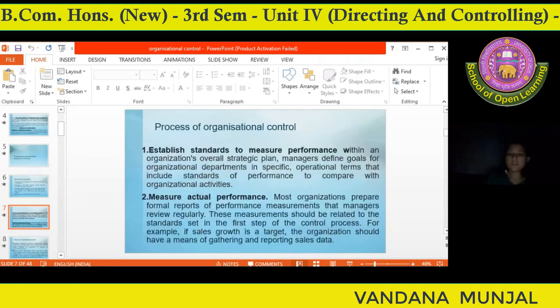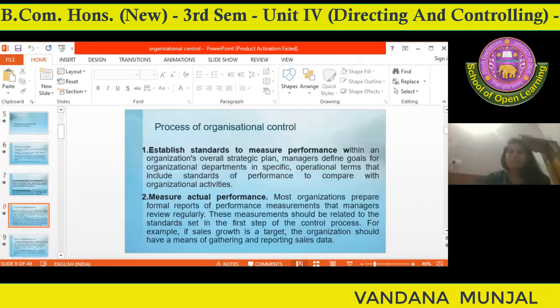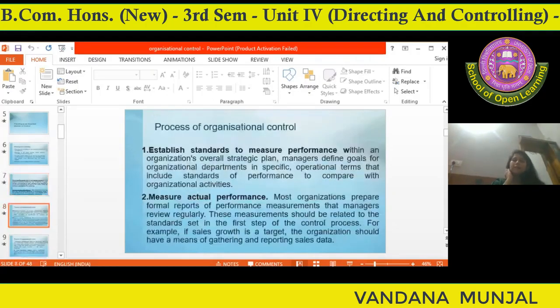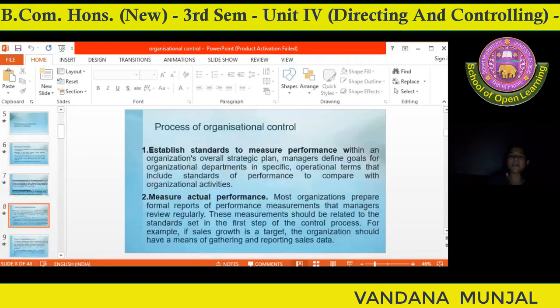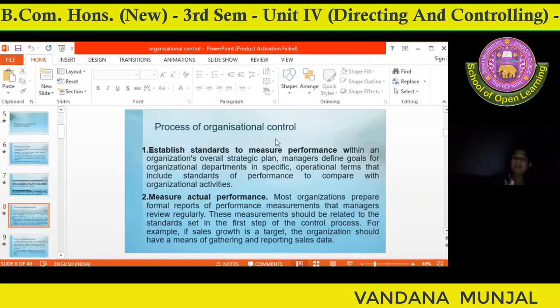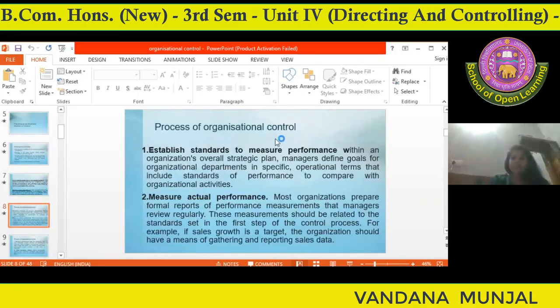Okay, so therefore planning and controlling are interrelated to each other. That is, planning is unsuccessful without controlling and controlling is blind without planning. Now, how to exercise the control in the organization? सबसे पहला purpose है, सबसे पहली चीज है कि establish standards to measure the performance. That means first step of controlling is to plan. Okay, plan, establish standards in the organization.